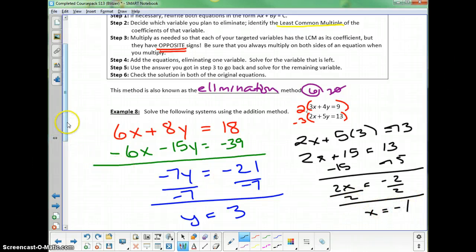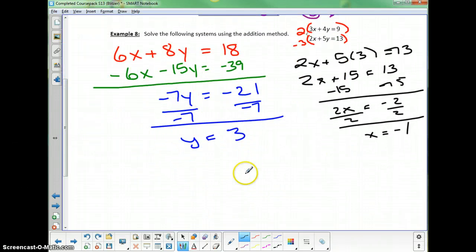So the solution that we found here is negative 1, 3.